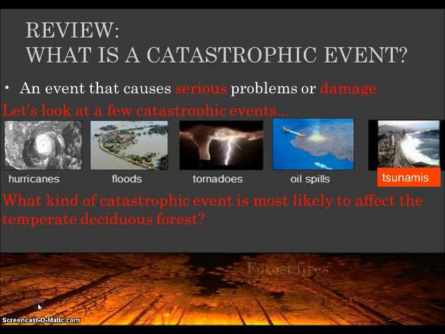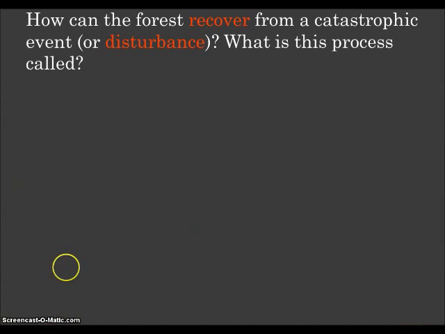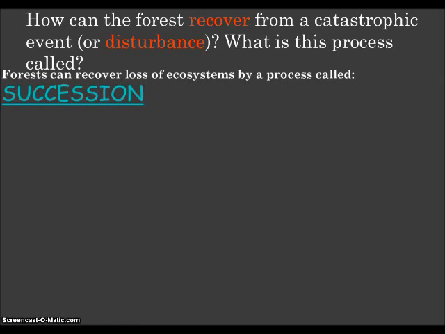All right, so back to the deciduous forest. Forest fires are a catastrophic event that are most likely going to affect a deciduous forest. All right, and how can the forest recover from a catastrophic event or any kind of disturbance? What is the process called for it to recover or to grow back? They can recover the loss of ecosystems by a process called succession. Succession.